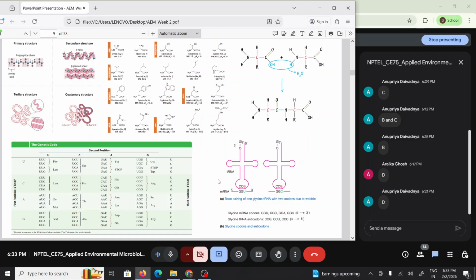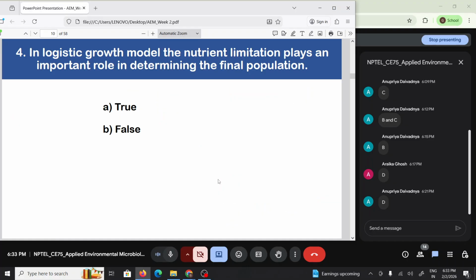So these are the basics about amino acids and proteins. I hope it is clear. If there are any doubts, please post in the chat box. So the next question is about bacterial growth. The next few questions will be about bacterial growth, and then we can discuss it.